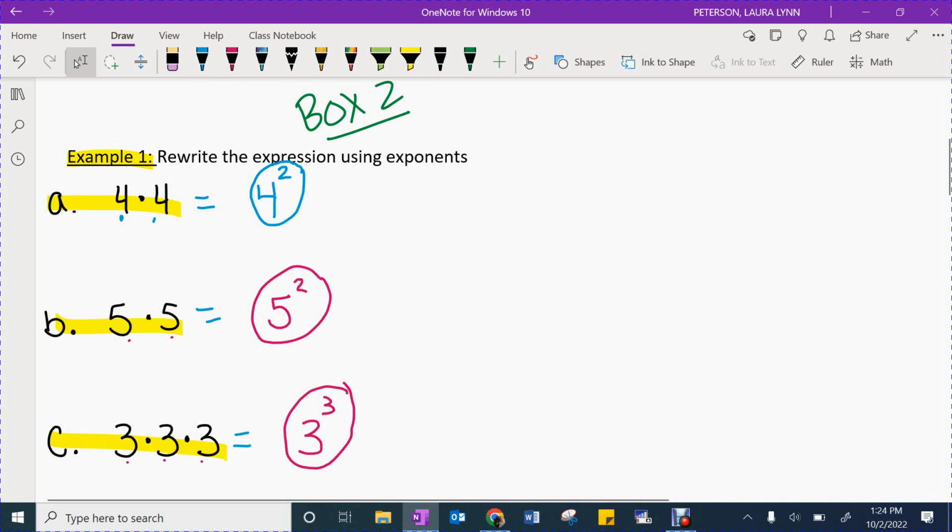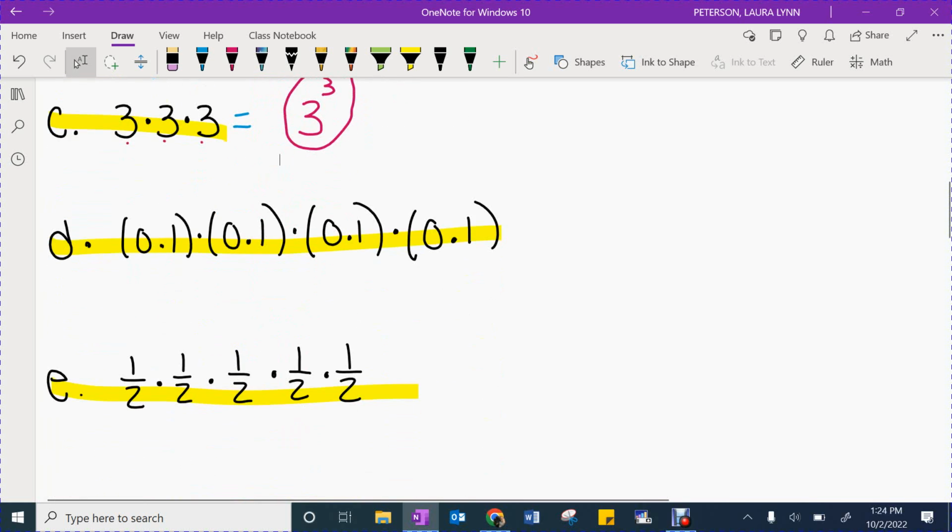We're not done under example 1, and in box 2 we have 2 more, because I want to show you that it can also be decimals and fractions that get repeated. So if you need to pause right now, please pause the video and write down D and E. These are the last 2 examples in this box.